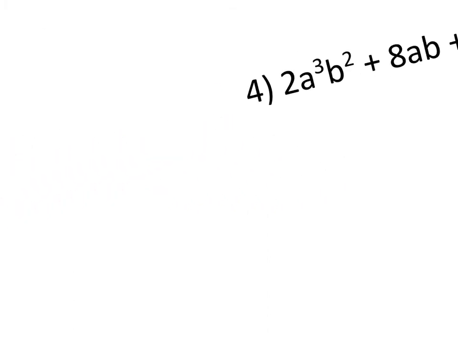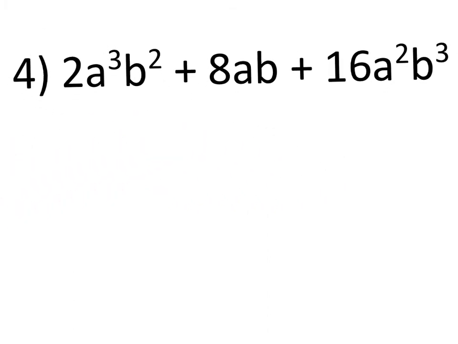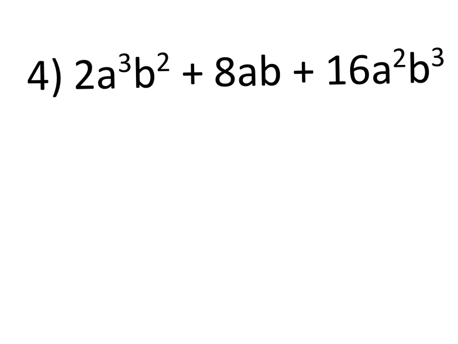All right, so moving to the next one here. The biggest number that they have in common is a 2. Now, A cubed and A squared, they only have one A in common. B squared, B, and then B to the 3rd, they only have one B in common. So, again, I'm dividing by 2AB. The 2's cancel. 3 minus 1 is 2, so A squared. 2 minus 1 is 1B left over.